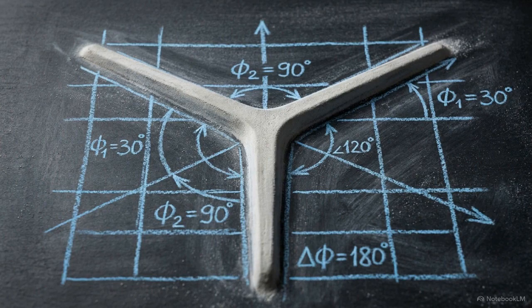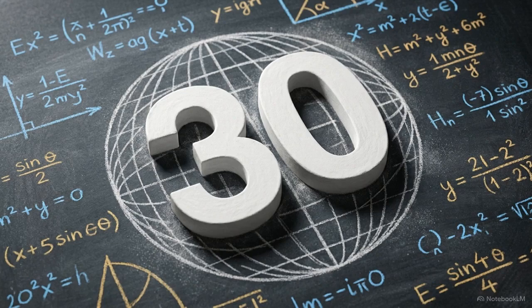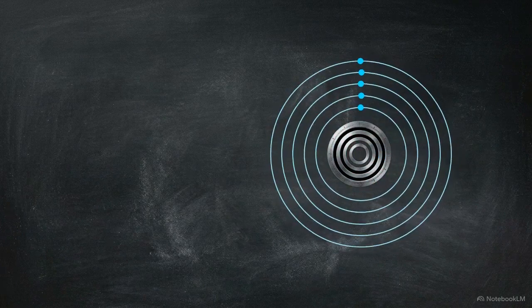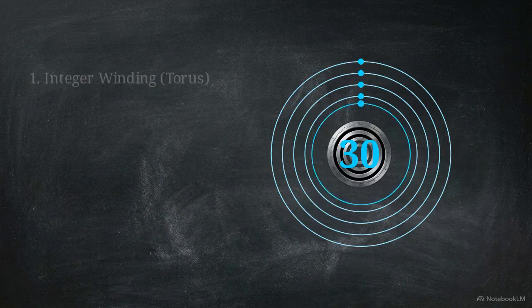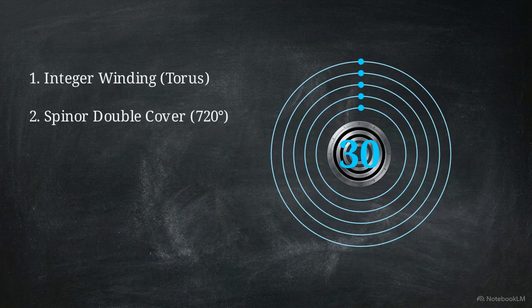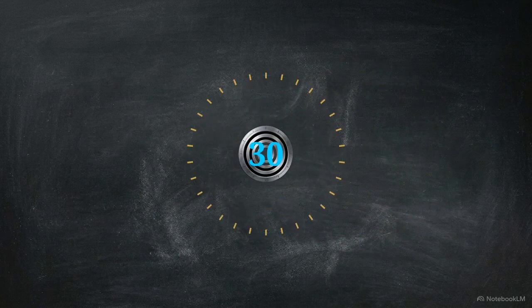the particle's phase. To find the exact phase modulus that allows the wave to close cleanly, we look for the smallest integer that satisfies the geometry of the twisted triangle. That number is 30. 30 is the unique minimum value that simultaneously satisfies 5 rigid closure constraints: integer winding around the torus, a 720-degree spinor double cover, chiral Mobius compatibility, coprime numerators for stable winding, and a 5-fold symmetry.